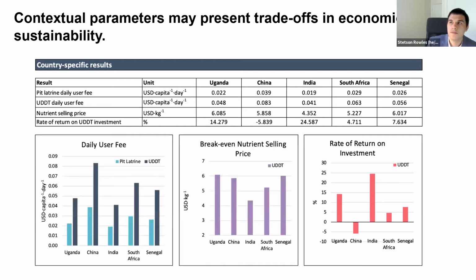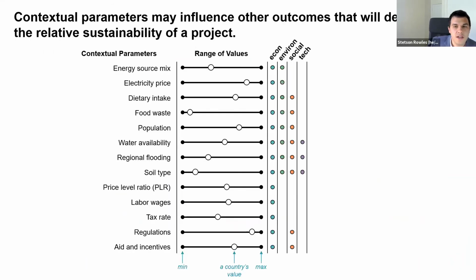Next, please. So to summarize, you can see that across these cost outcomes, the results can vary among these different countries. And what makes financial sense in one country may not make sense in another country. So there are some trade-offs between these countries here. And context matters.